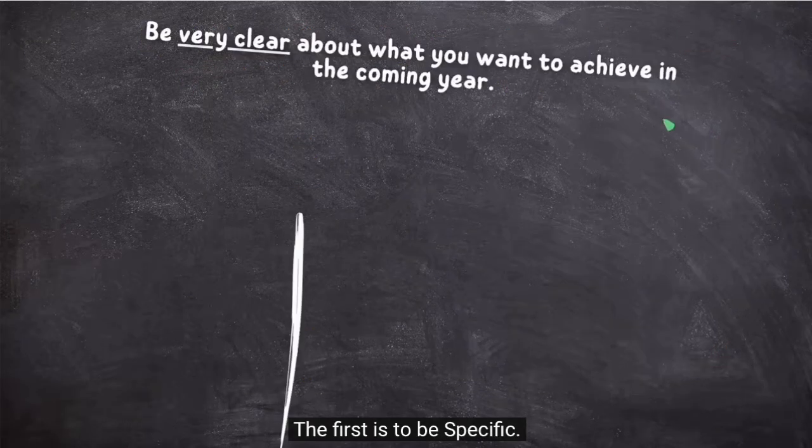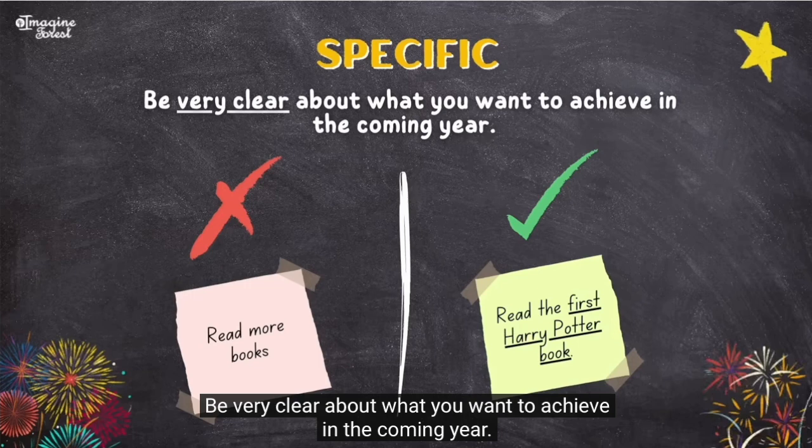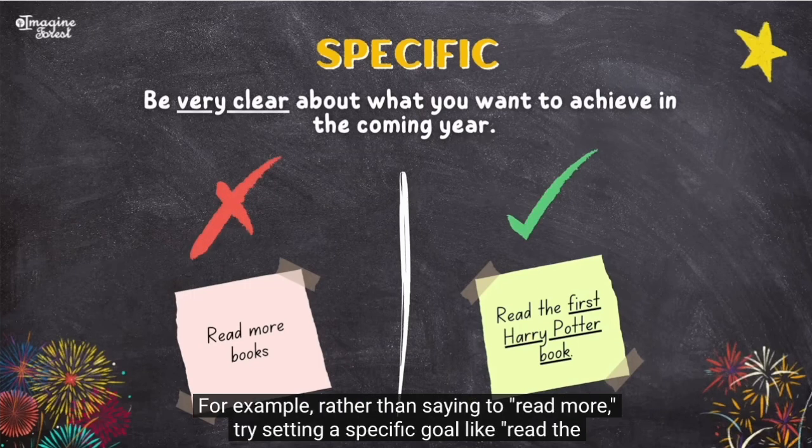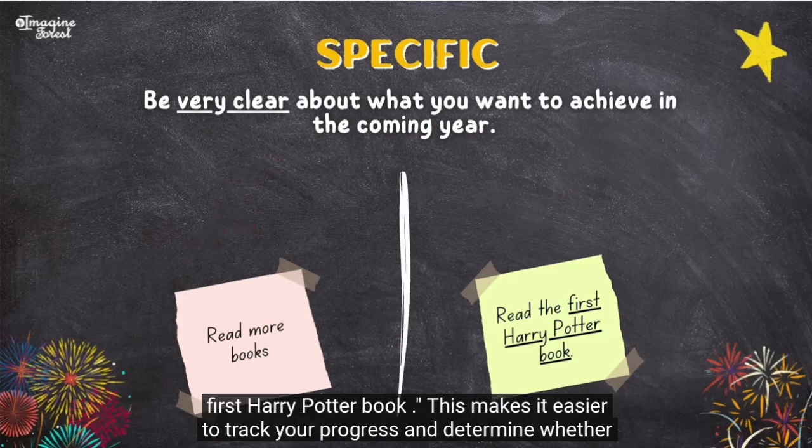The first is to be specific. Be very clear about what you want to achieve in the coming year. For example, rather than saying to read more, try setting a specific goal like read the first Harry Potter book. This makes it easier to track your progress and determine whether you're on track to achieve your goal.